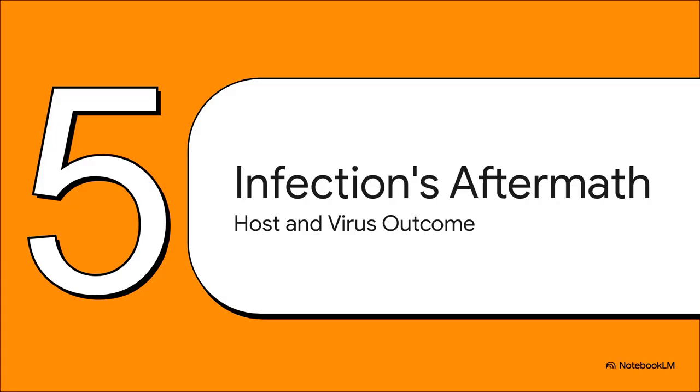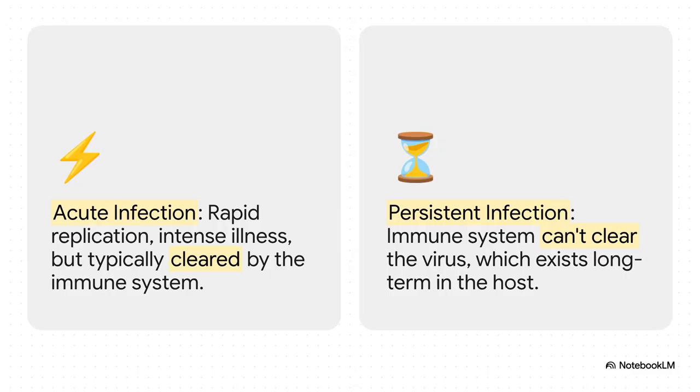So what happens after all that? You know, when the dust settles. What are the long-term consequences of this big battle, both for the virus and for us, the host? Well, the outcome generally follows one of two patterns. You have an acute infection, which is like a sprint. The virus replicates super fast, you get really sick, and then your immune system usually clears it out. These are the viruses that cause epidemics. But then you have persistent infections. These are more like a marathon. The immune system just can't get rid of it, and the virus sticks around for the long haul.